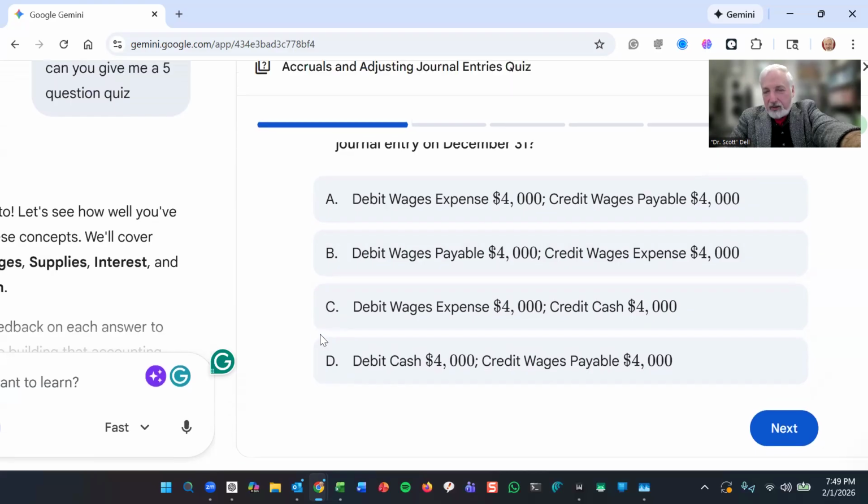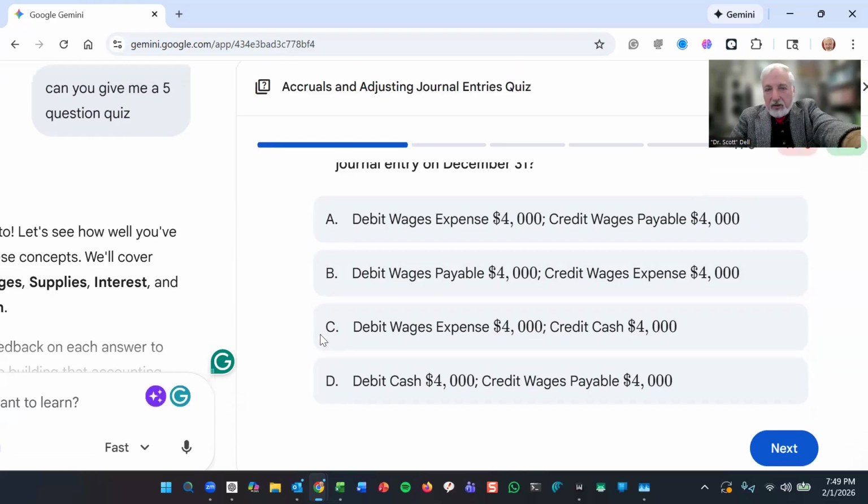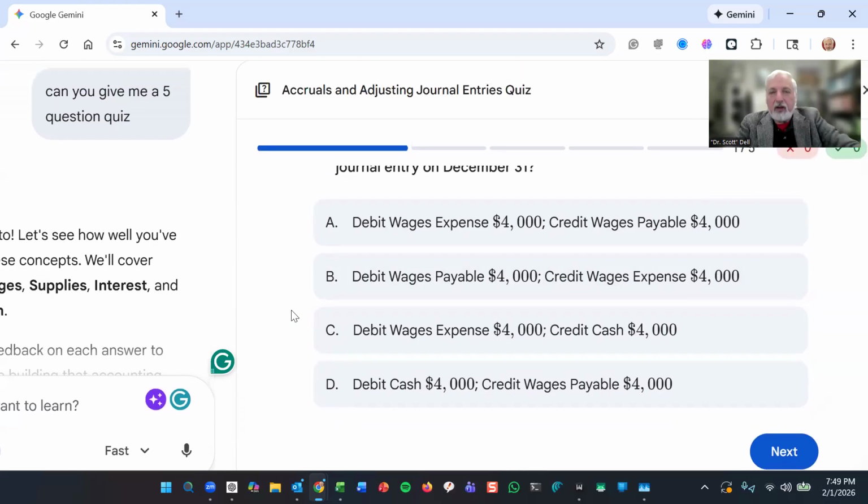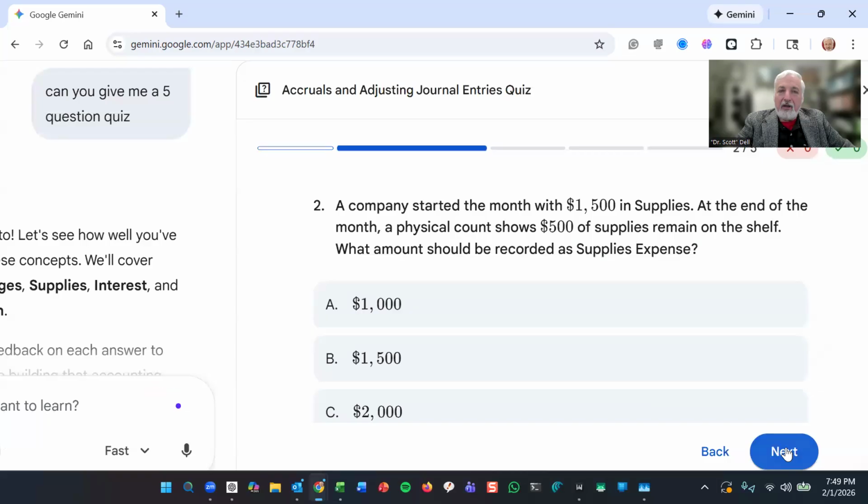We're never going to adjust cash on this. We didn't pay anything anyways. So I'm going to debit the wage expense. And if you got A, credit the wages payable, one balance sheet account, one income statement account, you're good to go. A company started the month with 1,500 in supplies.